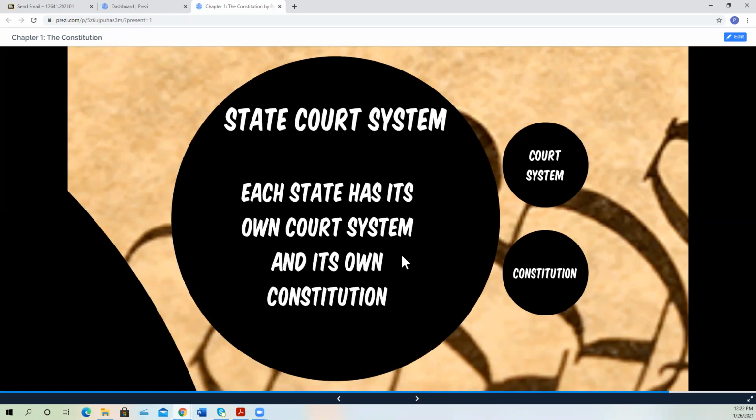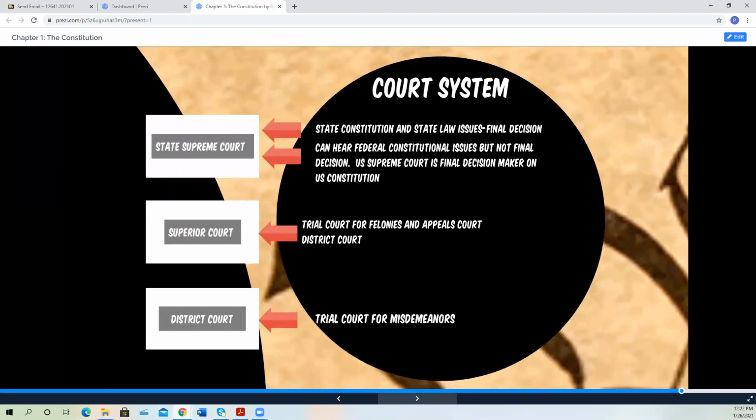Each state has its own court system and its own constitution, believe it or not. So we'll get into that in a minute. Let's look at the court system first. This is a typical state court system. Some states may have it a little different, but in general, this is typical.